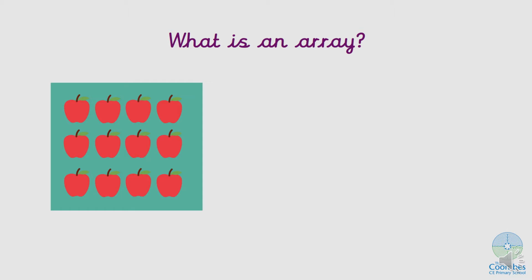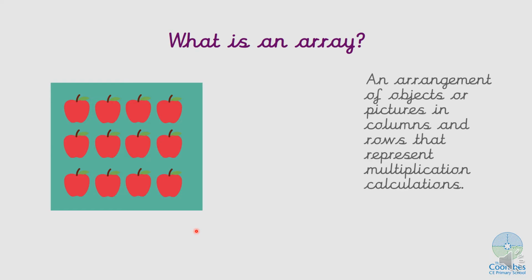So what is an array? Here is an example of an array. We've got some apples. So this might help you remember what an array is. Have a think. What could it be? We use them for multiplication. So an array is an arrangement of objects or pictures in columns and rows that represent multiplication calculations. So what could our multiplication calculation be for these apples?